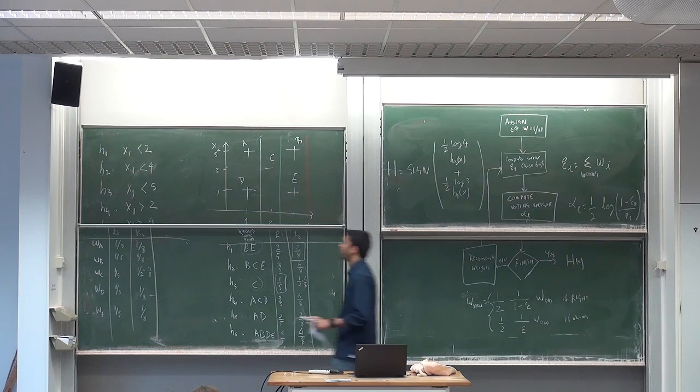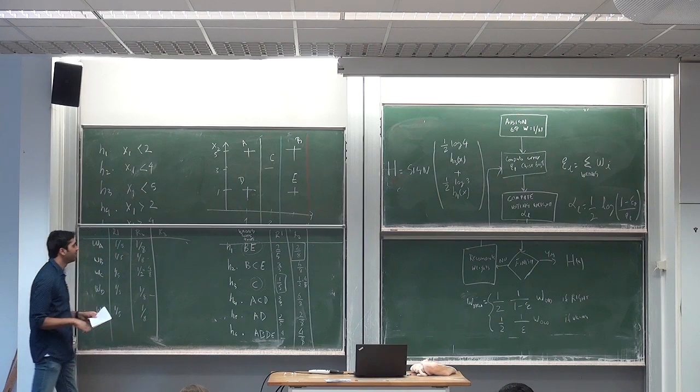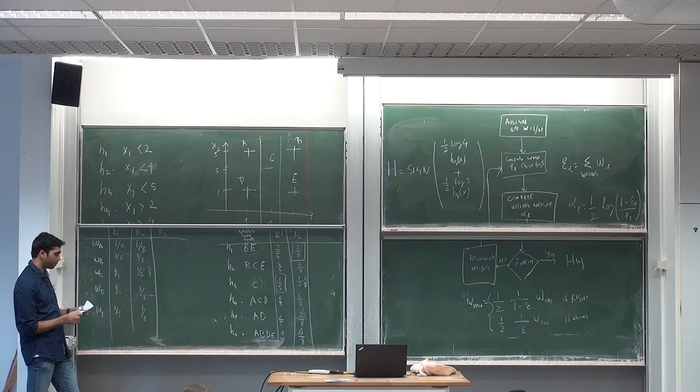We compute the weights again. I need some help here again. What's the weight of the point A for the third round? How would we do that?